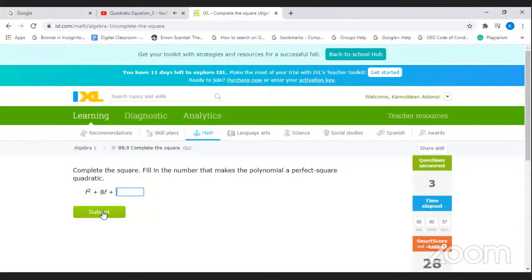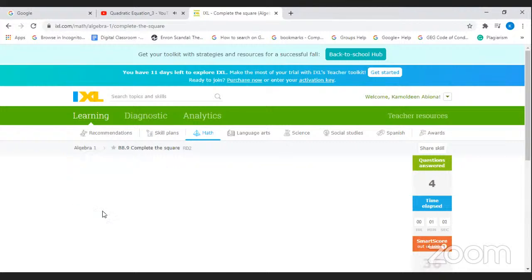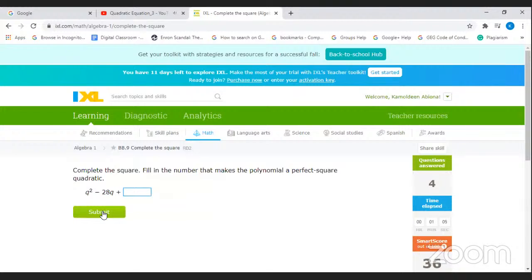Half of 8 is 4. 4 squared will give us 16. Half of minus 28 is minus 14. 14 squared will give us 196. Half of minus 22 is what? Minus 11. Minus 11 squared, 121. Half of 12 is 6. 6 squared will give us what? 36.